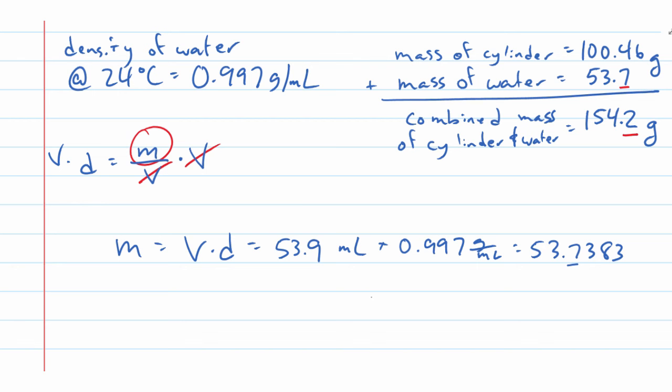So again, we measured 154.57 grams. Is that what we should expect? Because remember, this digit here would be considered the uncertain digit. So we would expect to see some variation in this digit right here, and we did. So any questions on the calculations?